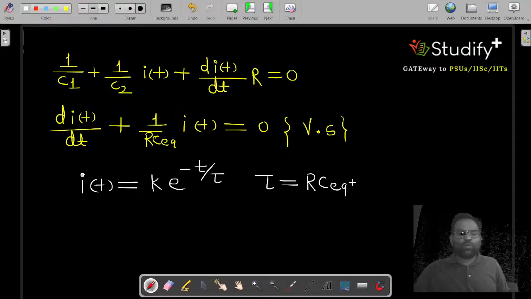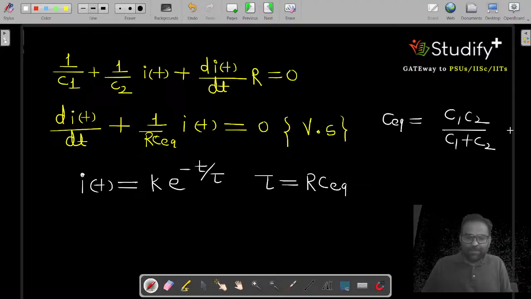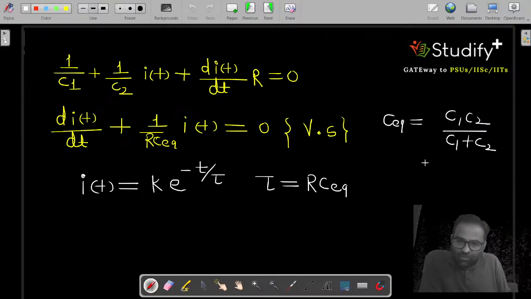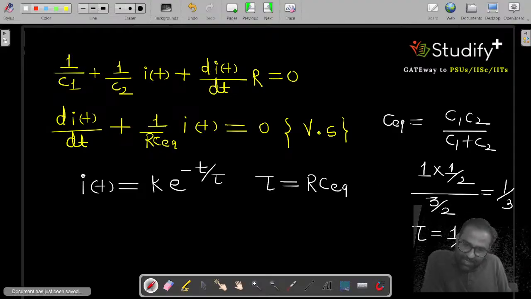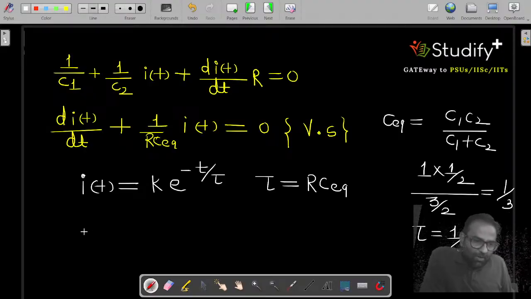Now everything is known to us. What is C equivalent? C equivalent is given by C1 C2 divided by C1 plus C2. As we know the values of C1 and C2, 1 and half, so 1 into half divided by 1 plus half is 3 by 2. So this value is 1 by 3. C equivalent is 1 by 3. R is 1, so tau equals 1 by 3 second. If tau equals 1 by 3, I have my whole equation.